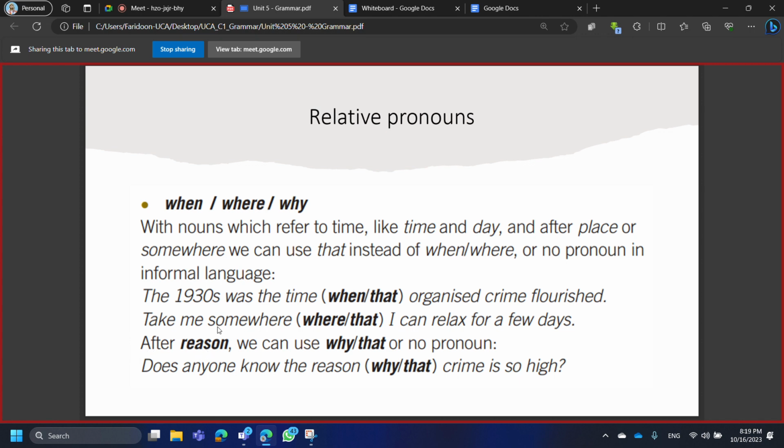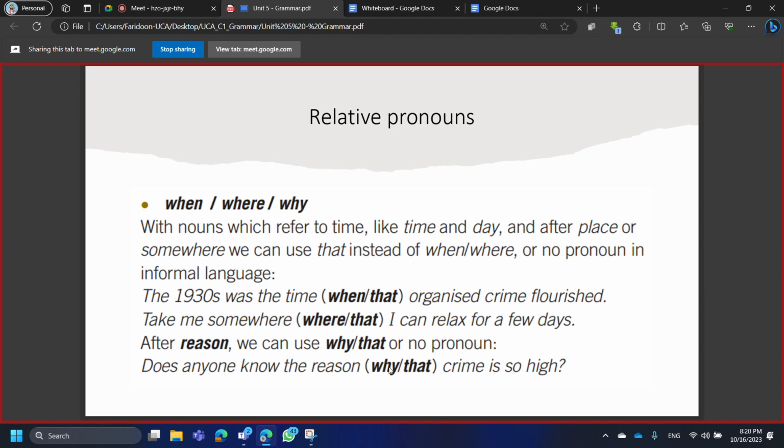And then you have the last one, which is about why in this case. After the word reason, you again have 3 different techniques. After the word reason, you can use the word why, you can use the word that, or you can use the technique of no pronoun, meaning not why and not that, just directly your other clause. Of course, no pronoun would be okay, but a little bit informal.